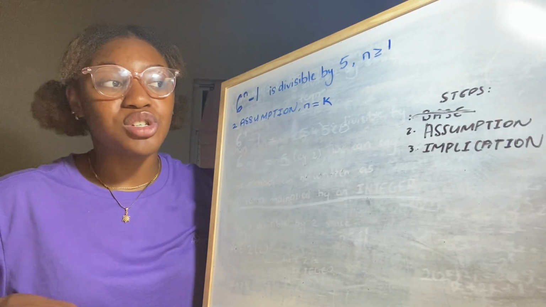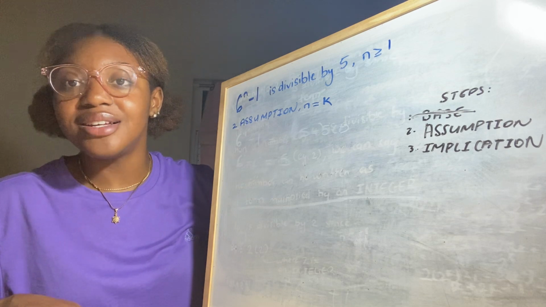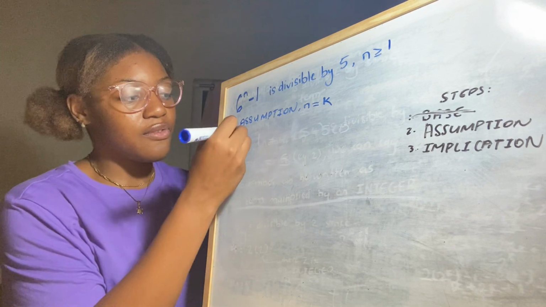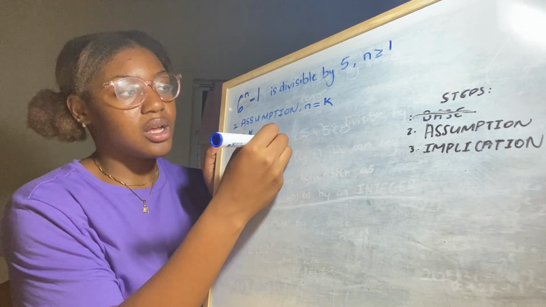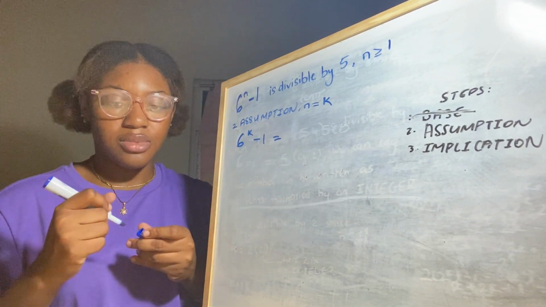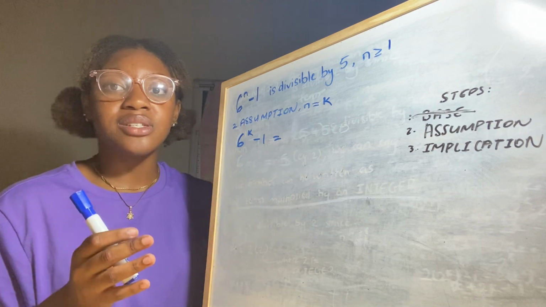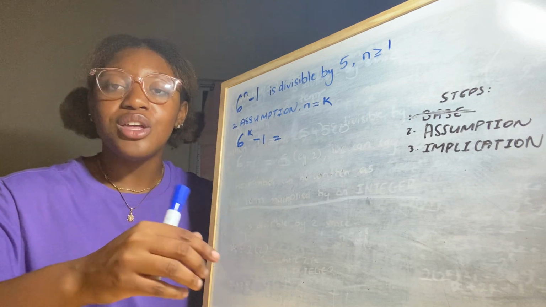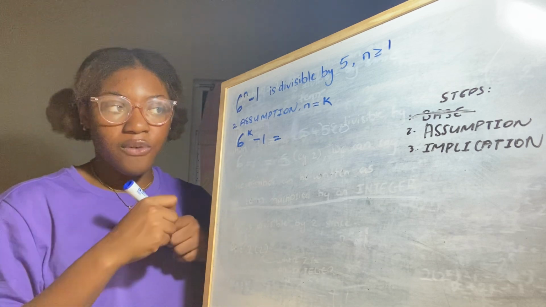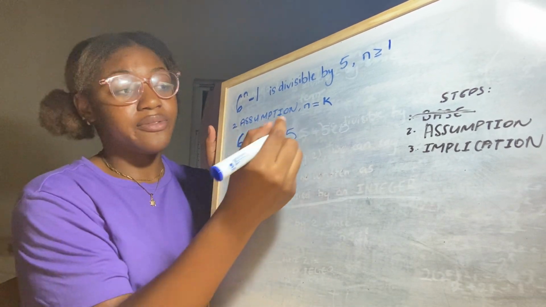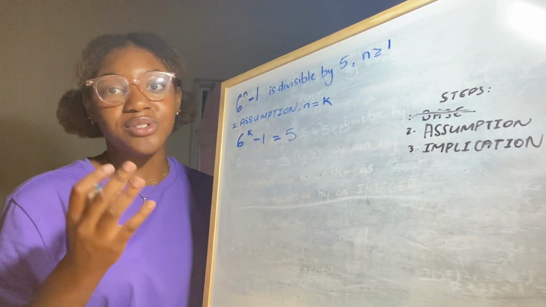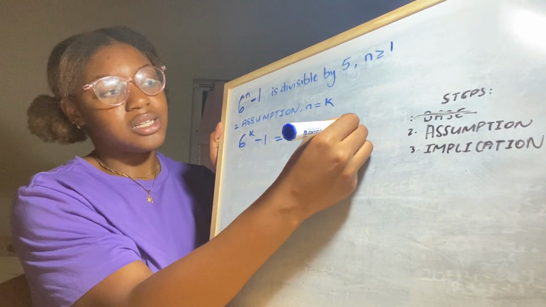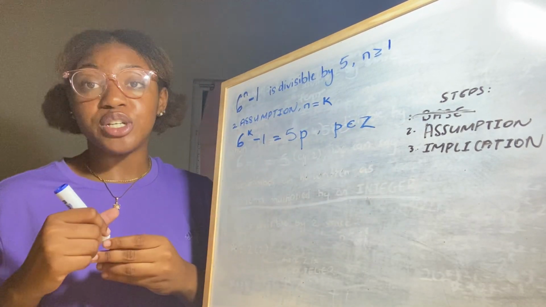Now we move on to our assumption case. We're assuming that the statement is true where n is equal to k. Wherever we had n, we put k. So we'll have 6 raised to the k minus 1. Since we're assuming that this expression is divisible by 5, recall that once an expression or number is divisible by 5, you can write it as 5 times an integer. Therefore, this is equal to 5 times some variable representing our integer. Let's call that variable p. Let's highlight that p is an integer, a part of the set of integers.